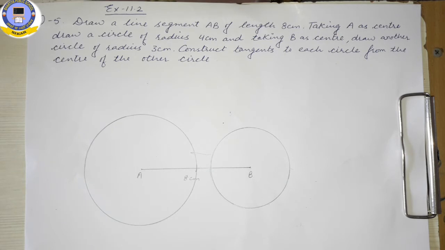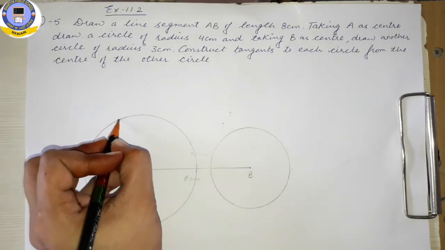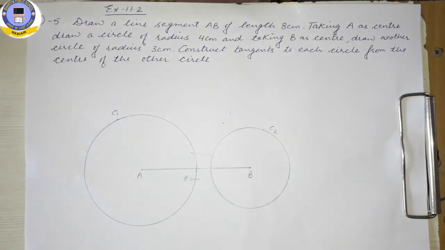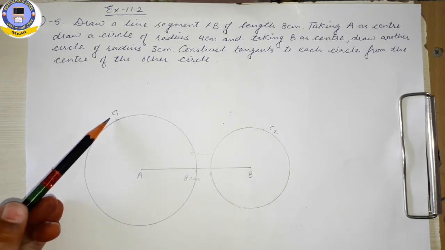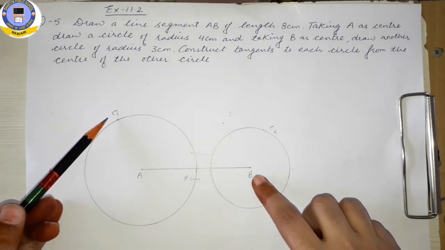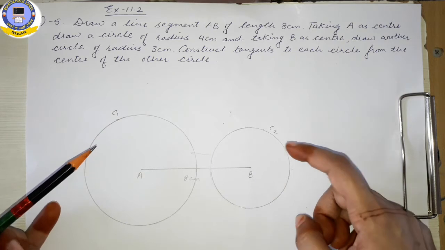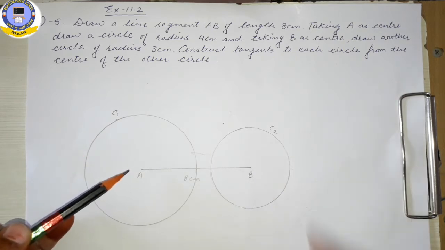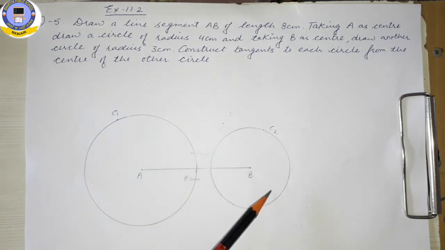You have to draw tangents on each circle. Suppose I have labeled this circle as C1 and this one as C2. Now what you have to draw is, you have to draw tangent on C1 from center of C2 and then you have to draw tangent on C2 from center of C1. Okay? That means from both these circles C1 and C2 you have to draw tangent from the center of the other circle. So for this the process is same.